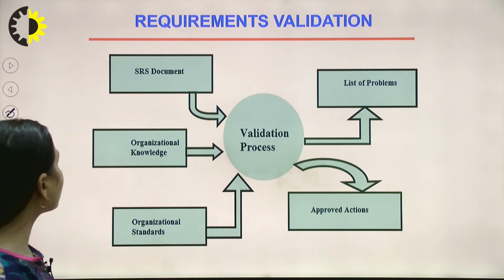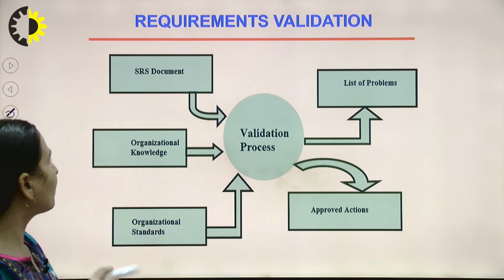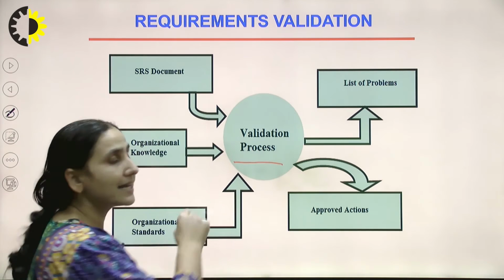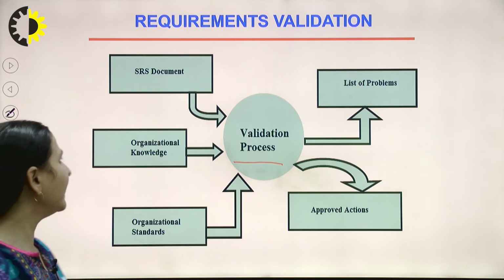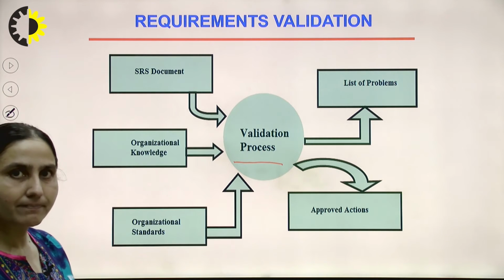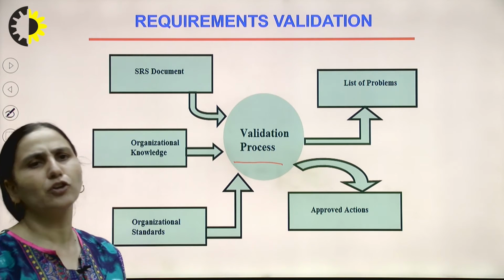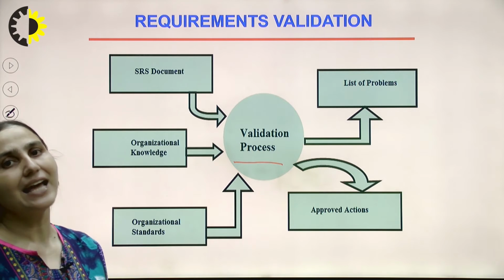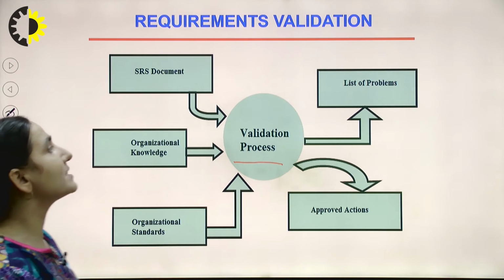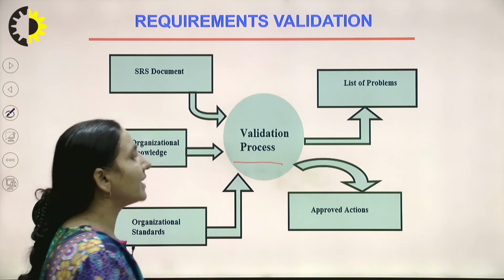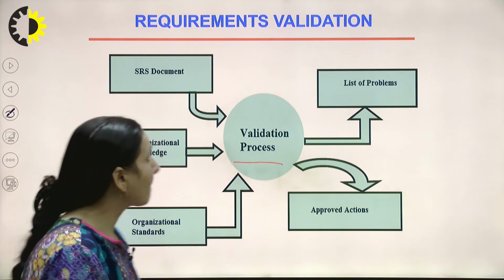Now, as you can see from this figure, the inputs to your validation process are the SRS document, the organizational knowledge, and any organizational standards, which may vary depending on the type of organization. And as far as the output is concerned, after validating we will have a list of problems. And again, what are the different approved actions?